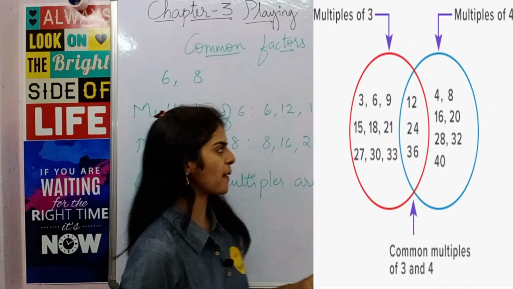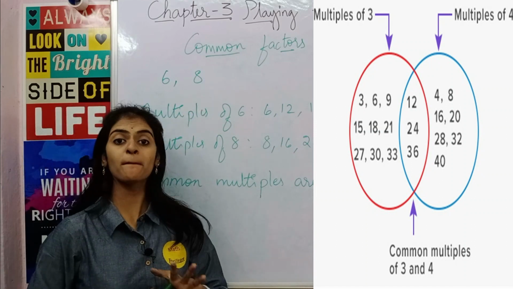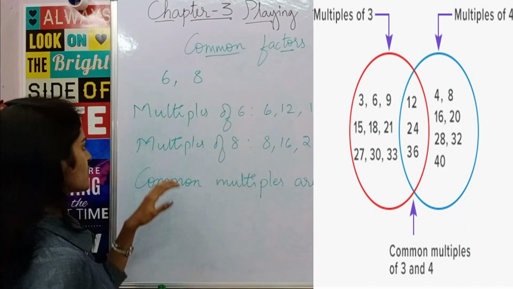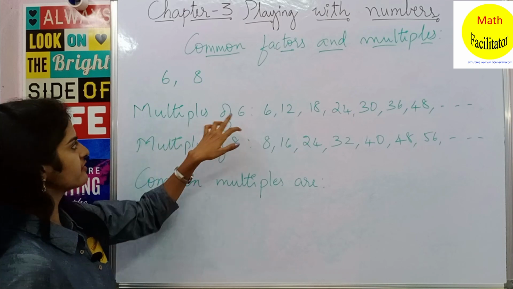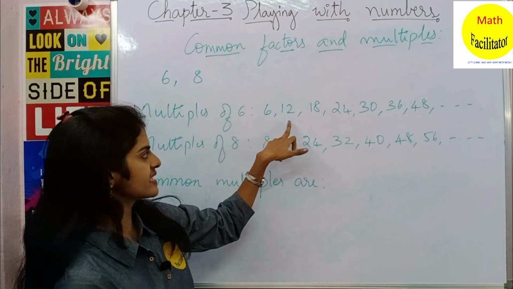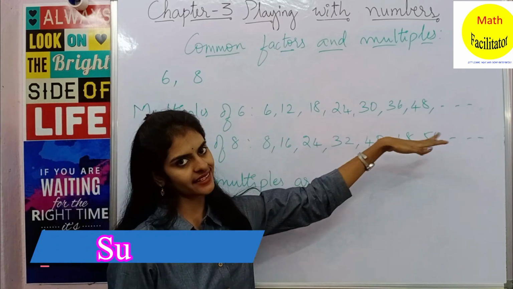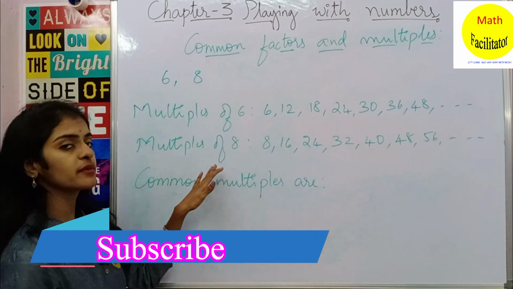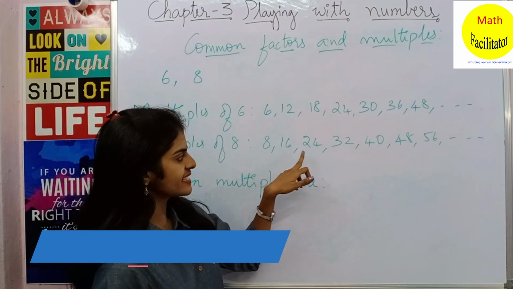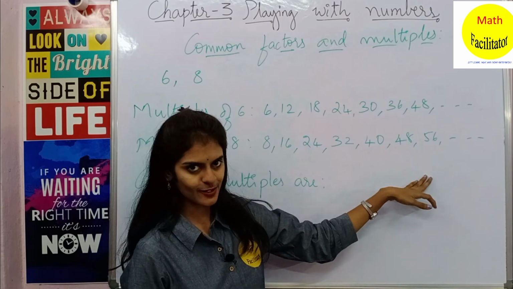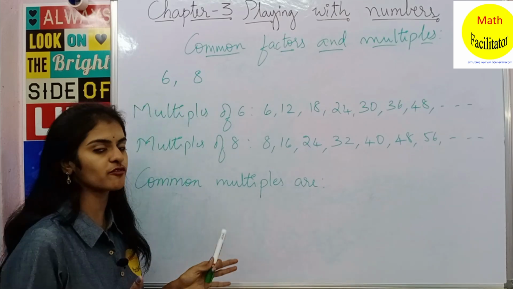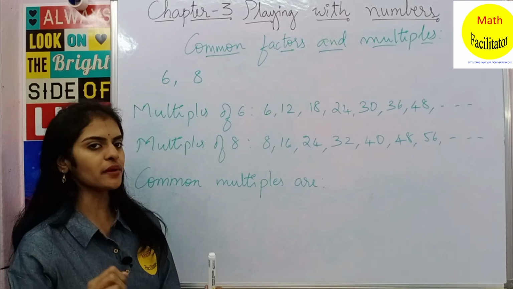Now for the same numbers 6 and 8, let us find the common multiples. Firstly, we are writing the multiples of 6. They are nothing but 6, 12, 18, 24, 30 and so on. Now writing the multiples of 8, they are 8, 16, 24, 32, 40 and so on. After writing the multiples of both the numbers, you check for the common multiples.